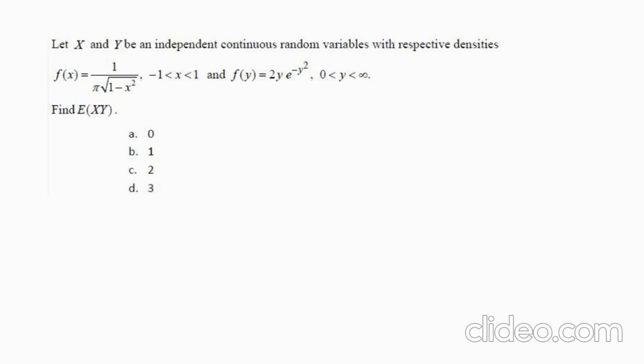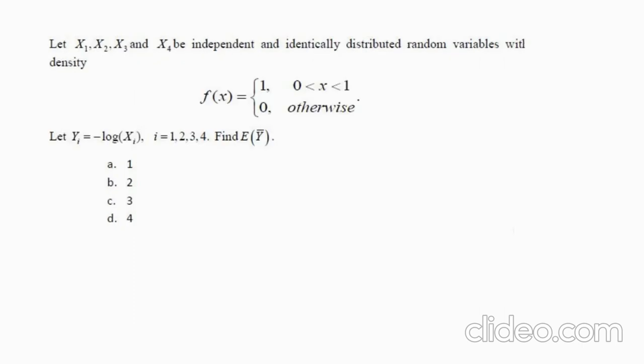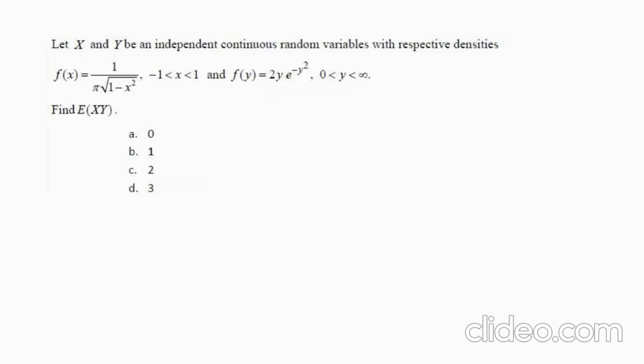Now, the next question is that X and Y are independent continuous random variables with respective densities, which are given here in this form: f of x is equal to 1 upon pi root 1 minus x square, and f of y is equal to 2y e to the power minus y square. So these are independent. To find the expectation of x plus y, what we can do is just write it in the separate form.